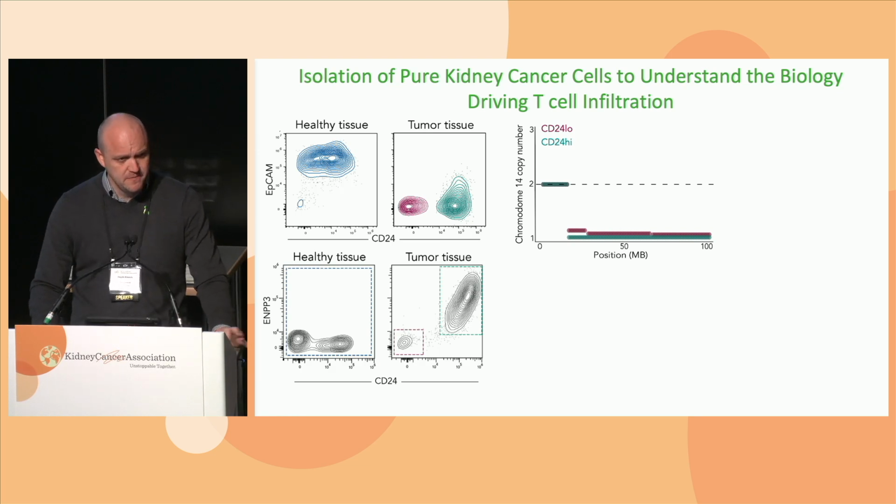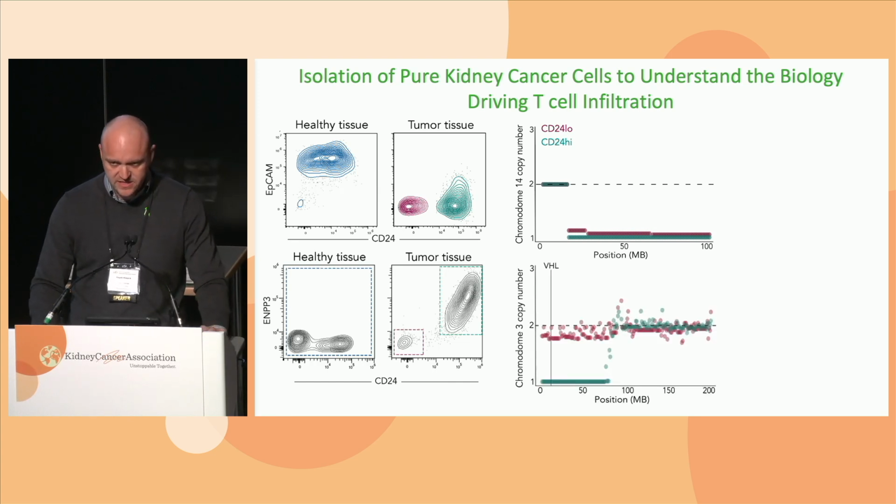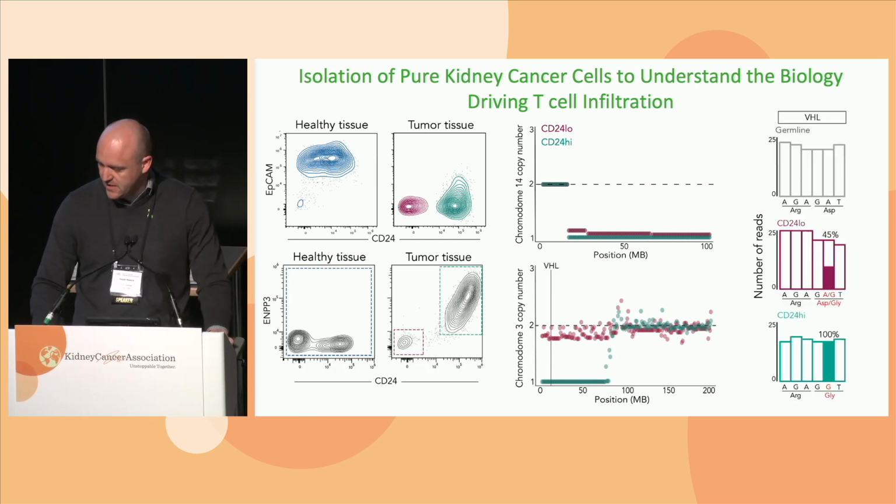When we sequence them, they're extremely pure. So you can see both of these cells have lost chromosome 14, or the part of the chromosome 14. There is a clonal relationship between these cells, so there's some development going on. You can see here, this is the chromosome 3 loss. The low population of cancer cells haven't really lost this part of the chromosome yet, but the high cells have lost 1 copy. Same with things like VHL mutations.